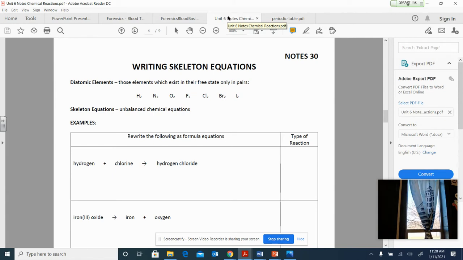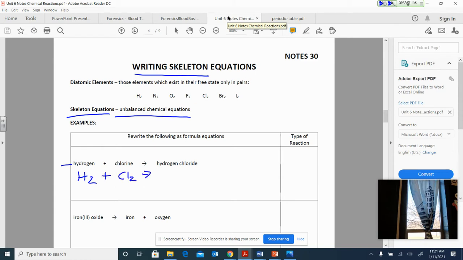Okay, and then lastly, before we start writing these equations, if I say a skeleton equation, what I mean is it's unbalanced. So we're writing unbalanced equations, and I'll show you what that means in a second. We're going to learn about balancing tomorrow, okay? So we're going to learn how to balance them very quickly. But to start, we're just writing skeleton equations. That's why it says writing skeleton equations, which is just going from their name to writing their formulas, which I had already started, H2 plus Cl2.